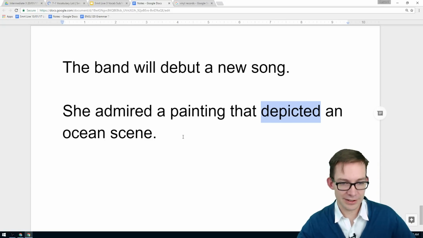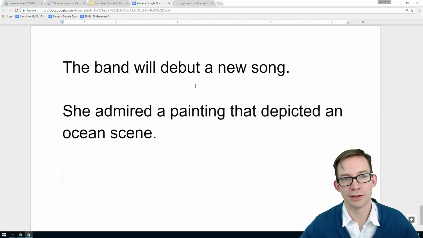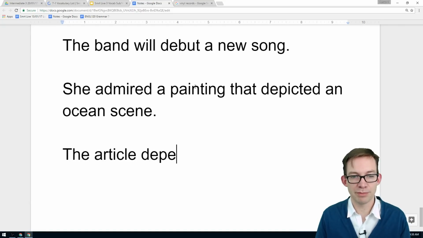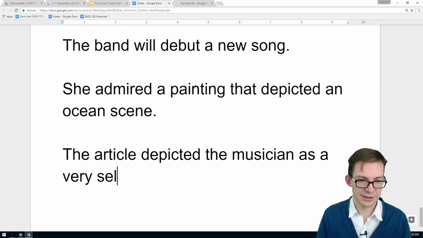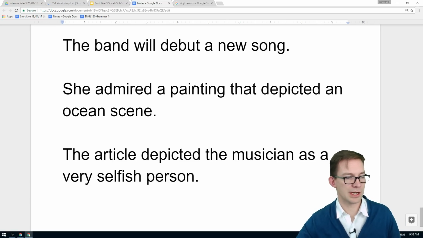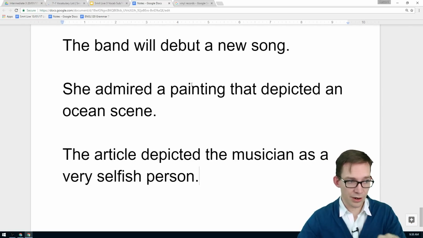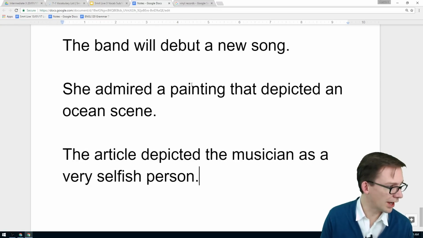So, she admired a painting that depicted an ocean scene, something like that, right? So she's admiring this painting, and the painting is depicting a picture of the ocean. And French Leo, depict is like a description, right? Now, a depiction can be in writing as well. You can say the article depicted the musician as a very selfish person, for example. Sometimes people write articles about famous people, and in the article they are depicted to be a certain way, right? They're described.